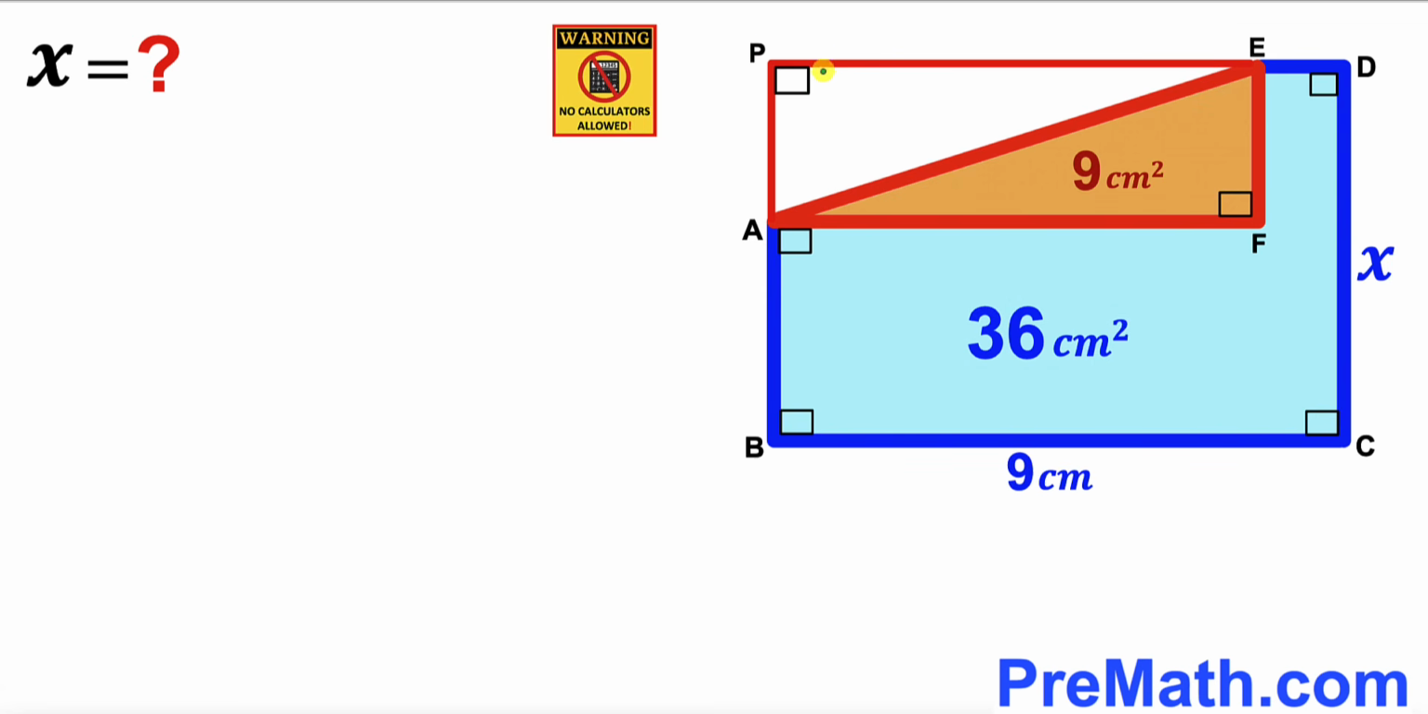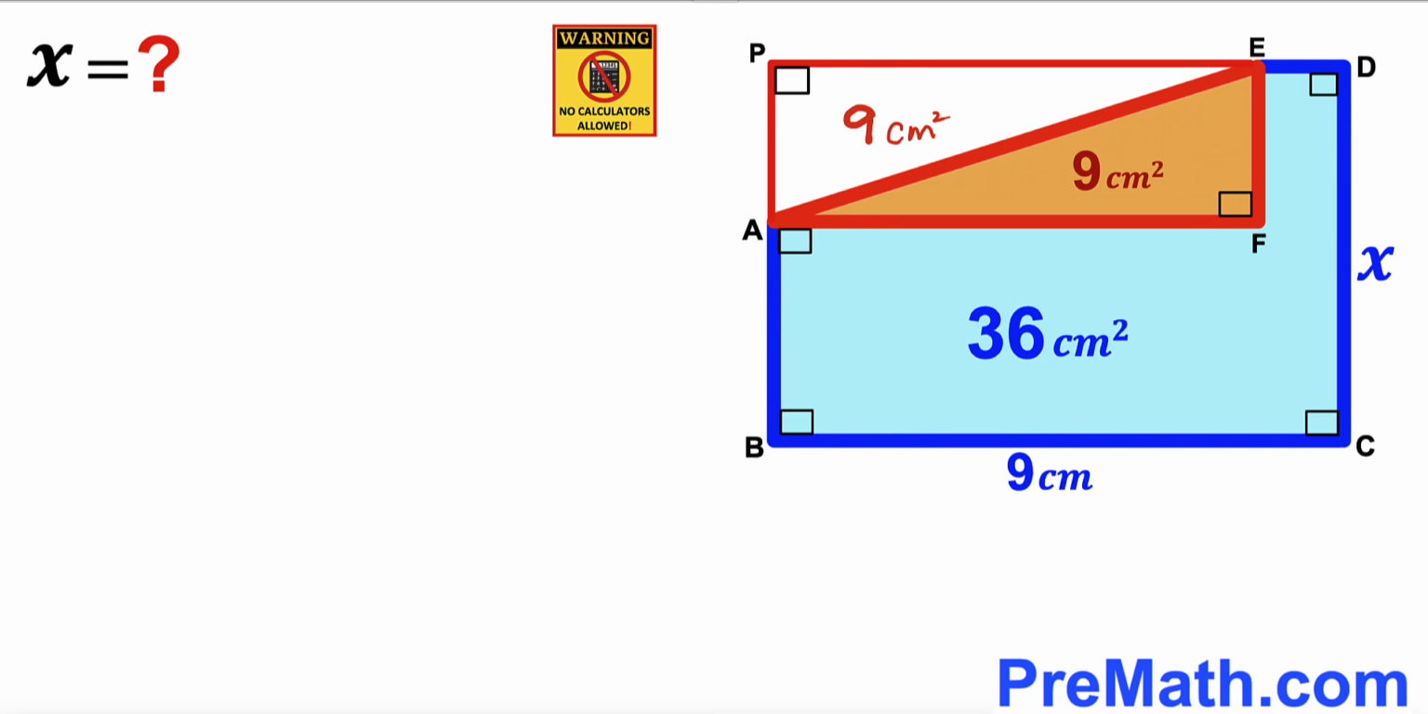As a result, we end up with this red rectangle AFEP along with AE as its diagonal. And as a result, the area of this triangle APE is going to be equal to the area of this red shaded triangle, which is 9 square centimeters. So the area of this triangle APE turns out to be 9 square centimeters as well.